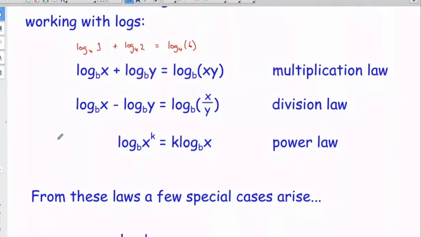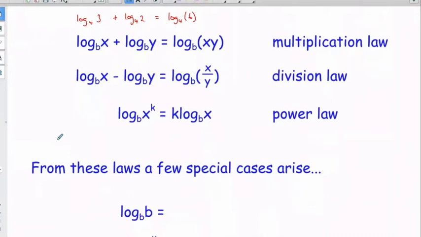And finally, the power law says that if you have a log with a value that has a power in it, then you can take this power and just move it to the front and times by that log instead. Okay, so log to the base b of x to the power of k is the same as k times the log without that power. And that's really useful. We use all three of these all the time, but you'll probably find that you're using that bottom one the most.